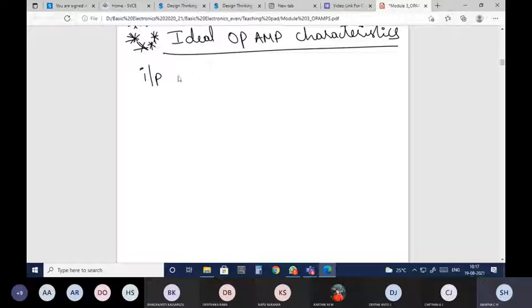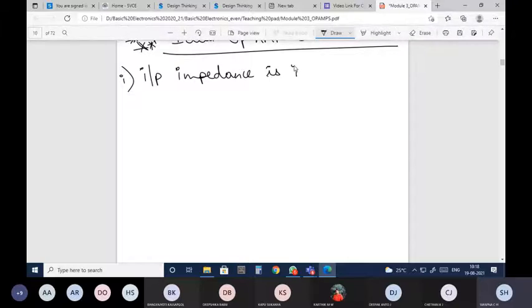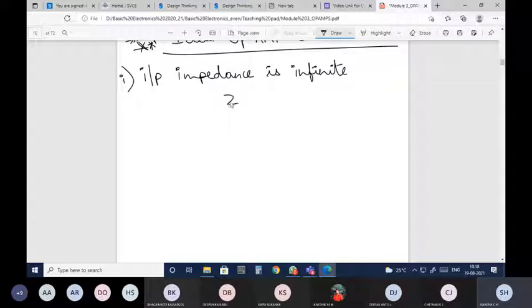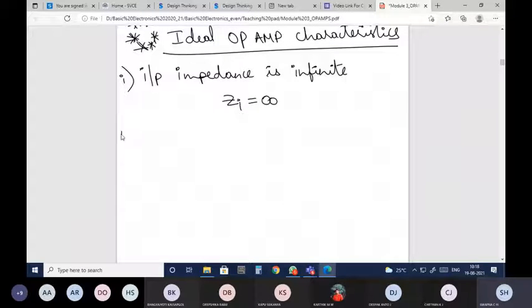Input impedance is infinite. That is, Zi is equal to infinite. I have already explained why Zi should be infinite.